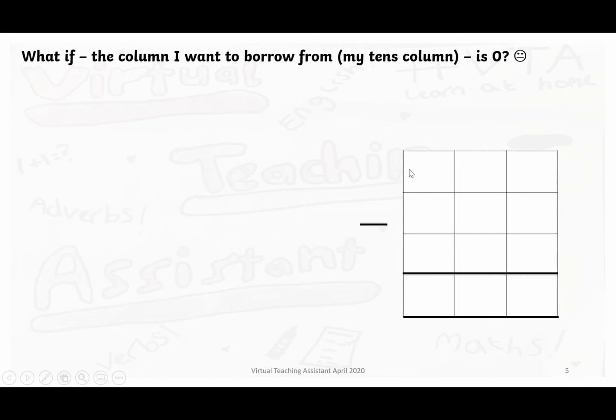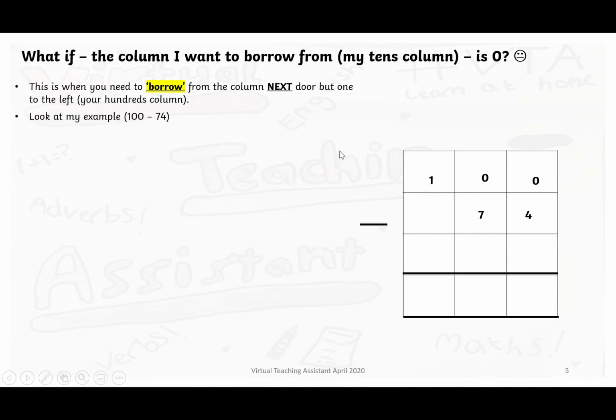What if the column I want to borrow from, which is my tens column, is 0? If it's 0, I can't borrow anything from it. Then I need to borrow from the column next door but one to my left, which is my hundreds column. Here's my example: 100 take away 74. Start with your ones.